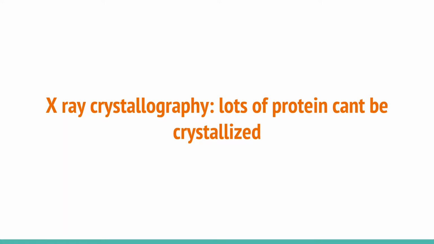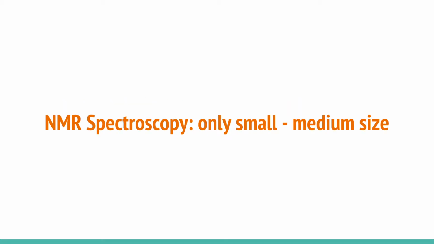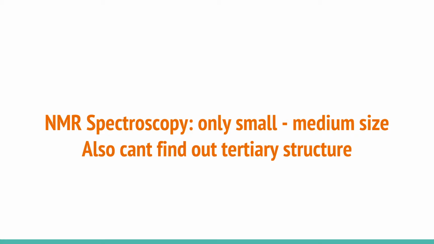But NMR spectroscopy does come with some disadvantages as well, one of which is that NMR spectroscopy can only solve the structure of small to medium-sized structures. In addition, NMR spectroscopy will not determine the protein's tertiary structure. Therefore, NMR spectroscopy will most likely be used in certain circumstances where the protein structure cannot be determined by any other methods.